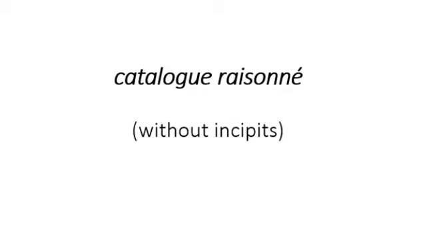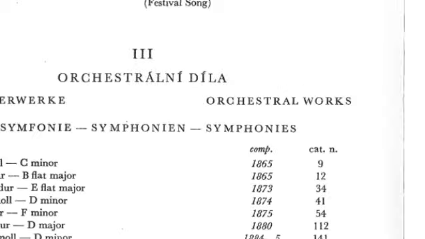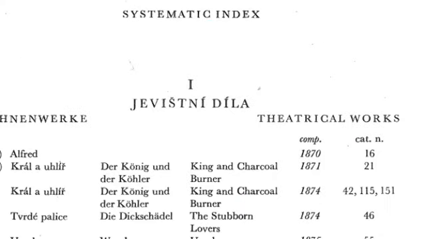Thematic catalogs can be organized in different ways. One approach is to group pieces together by genre or classification, so that symphonies are grouped together in one section, theatrical works are grouped together in another section, and so on. The Schmieder catalog of Bach's works follows this method.